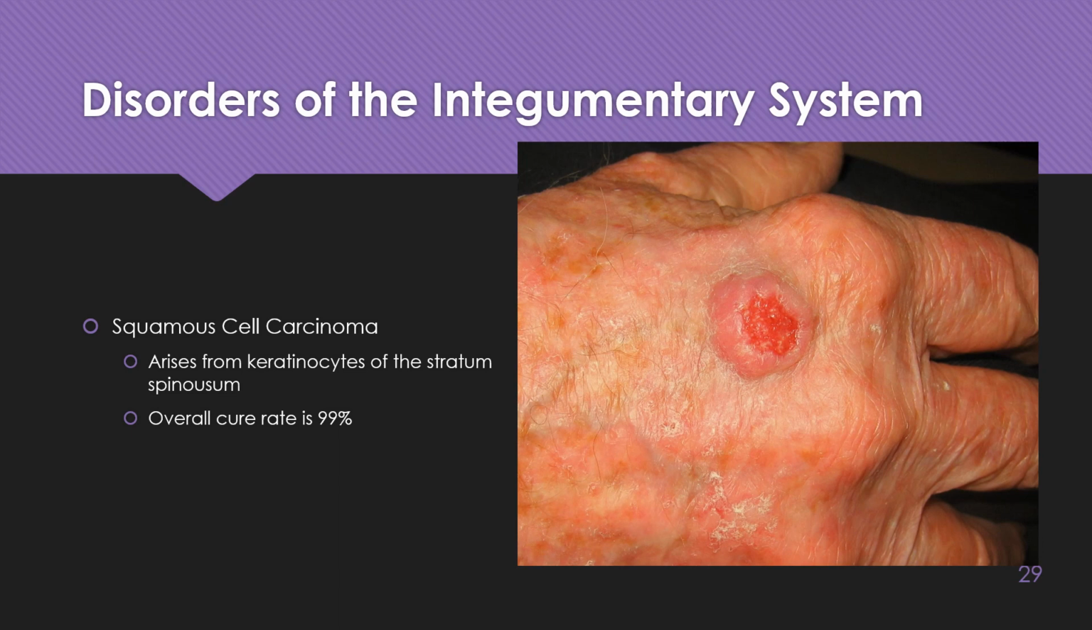Squamous cell carcinoma. This arises from the keratinocytes of the stratum spinosum. Again, overall cure rate's very high. We can have a 99% cure rate here. And basically what's happening within the stratum spinosum is we're going to have a proliferation or an increase in the production of the number of cells in this particular area. And again, this can cause us some issues, and we can surgically remove these cancerous cells and usually have a very, very high success rate.